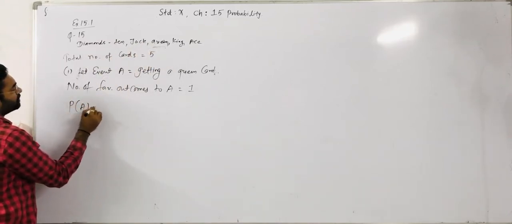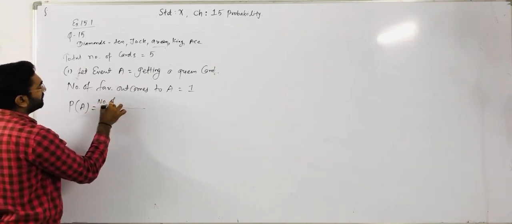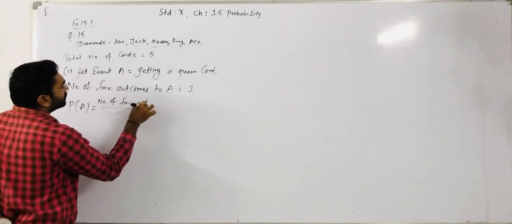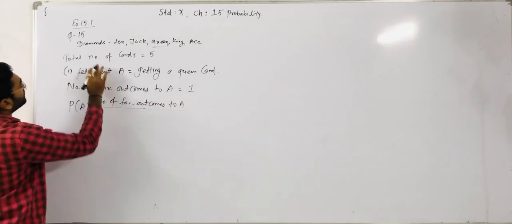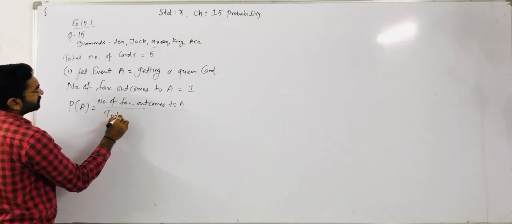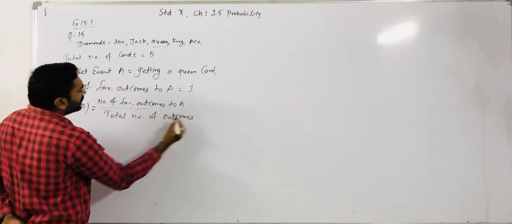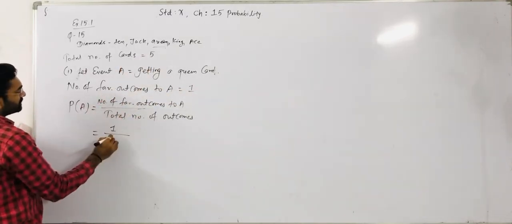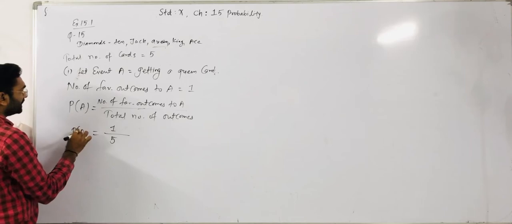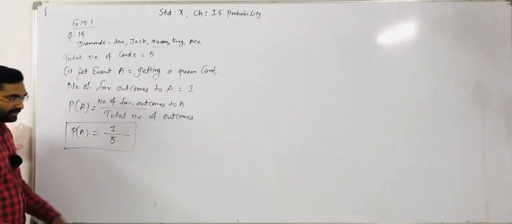So for the probability of the event of getting a queen card, here we have to write the favorable outcomes to event A. In the denominator we have to write the total number of cards, or total number of outcomes. Favorable outcomes we get 1, and the total number of outcomes we get 5. So the probability of the event of getting the queen card is 1 by 5.